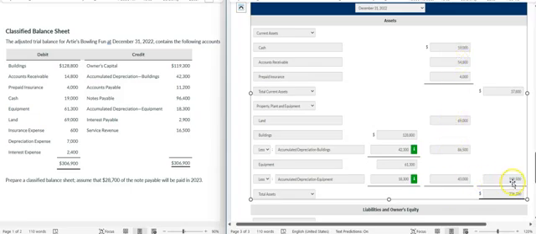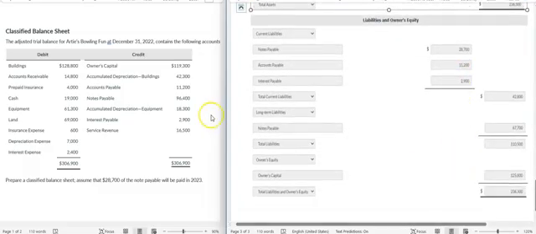Totaling up our property, plant, and equipment, and adding that to our current assets, total assets are 286.3. Now we're going to prepare our liabilities and equity section. Liabilities are any amounts or any debt that the company owes to others. Looks like we have accounts payable and notes payable. We also have interest payable, and it looks like that makes up all of our liabilities. I don't see any other liabilities in here.